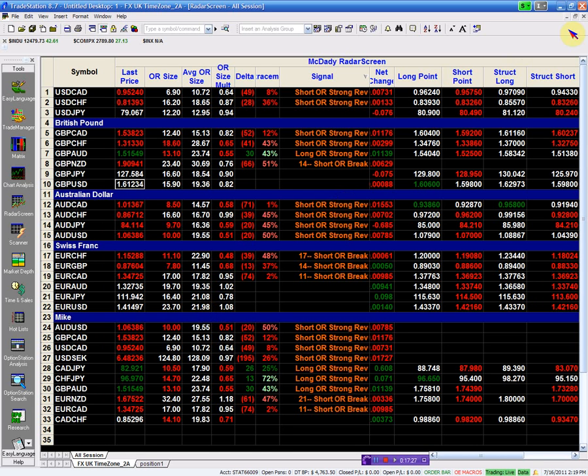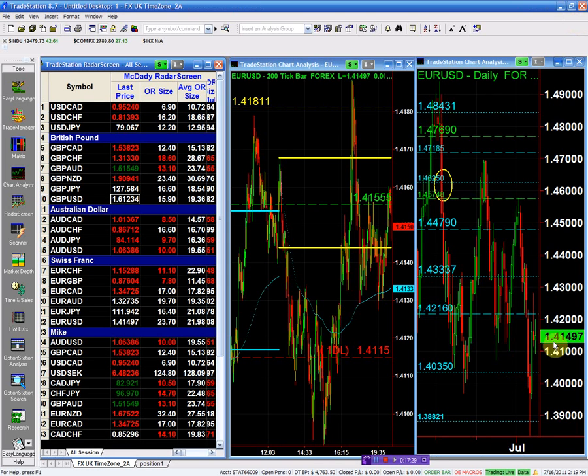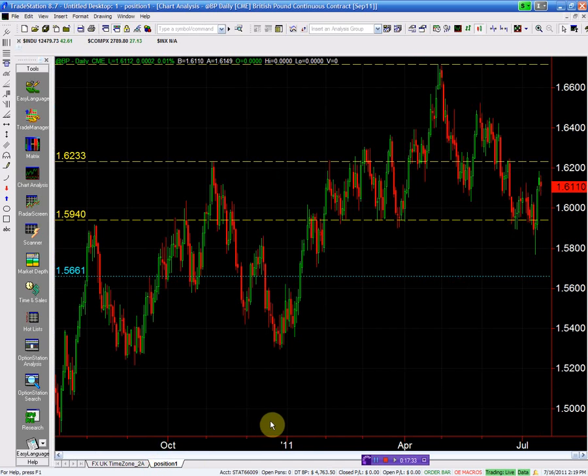Okay, so in this case, for the British pound, it is actually coming up from a structural point. It was a sell signal that has now been reversed into a buy signal. Therefore, we're more inclined to be looking at it in a positive light than in a negative light, but it is a neutral.